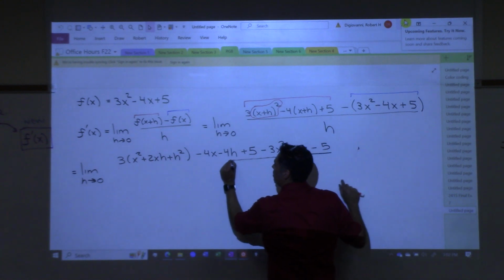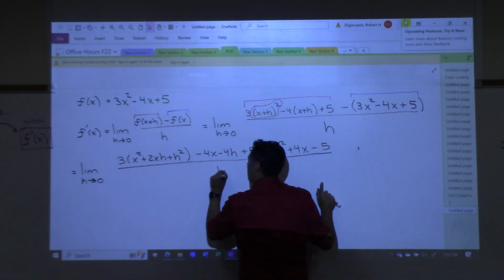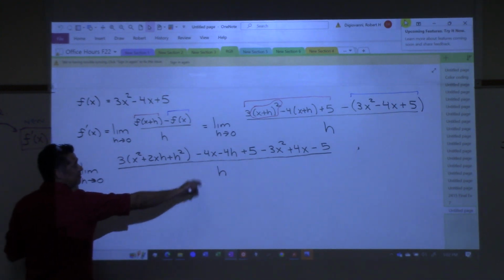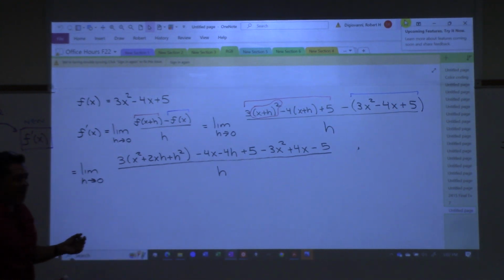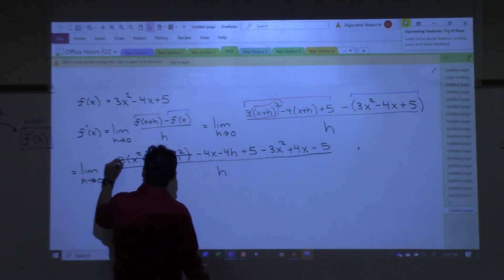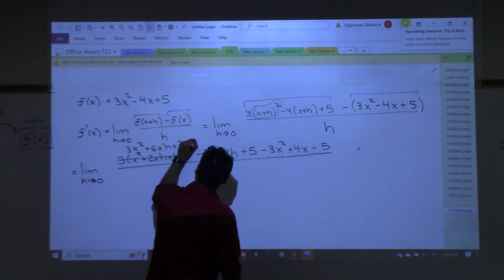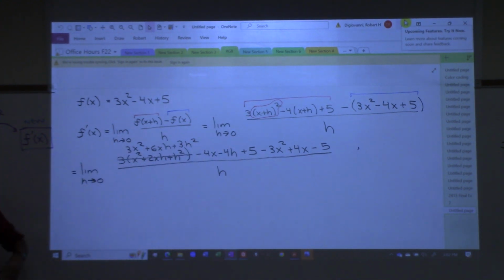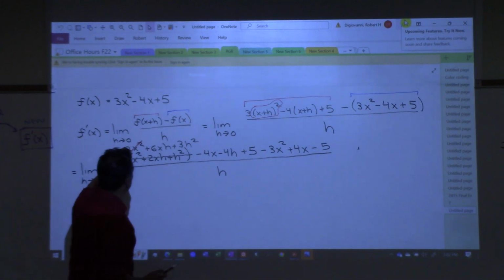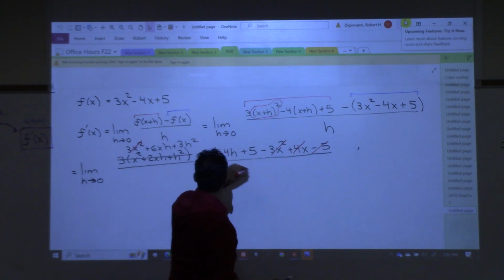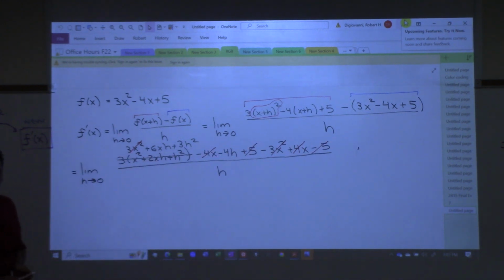And then all of this over h, and then distribute the 3, right? Just remember that 3 is going to have to hit everything in here. So I think I'll save myself a little bit of time. 3x squared plus 6xh plus 3h squared. And if I do that, then I don't have to rewrite the whole problem, right? Just distribute that 3. Lots of stuff goes away. Well, is it a lot? 3x squareds. What else? 4x's, 5's, right? All that stuff goes away.